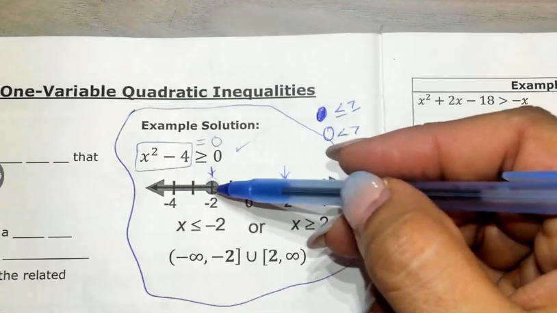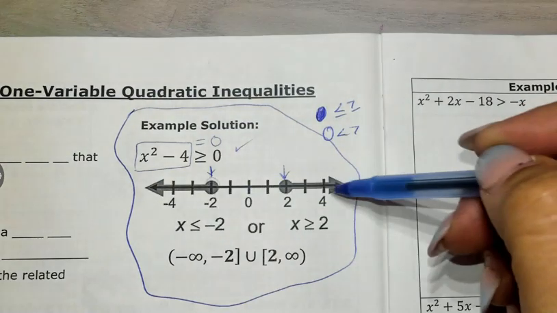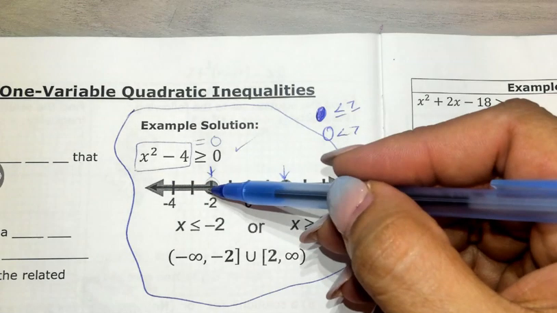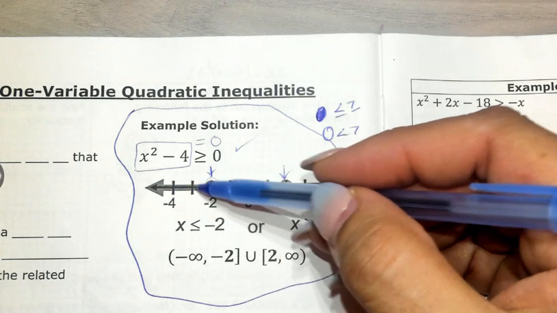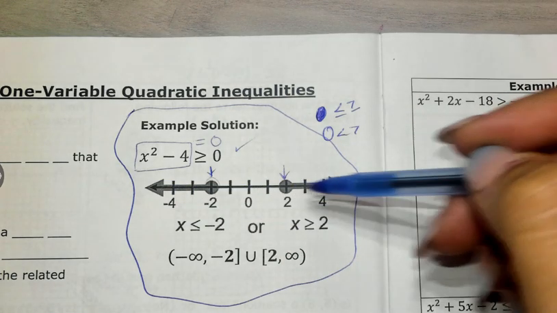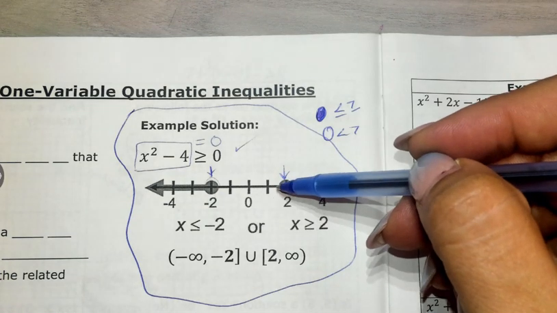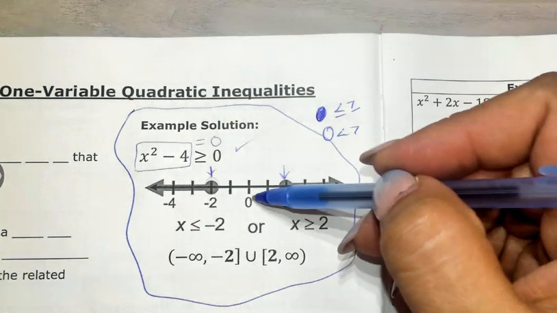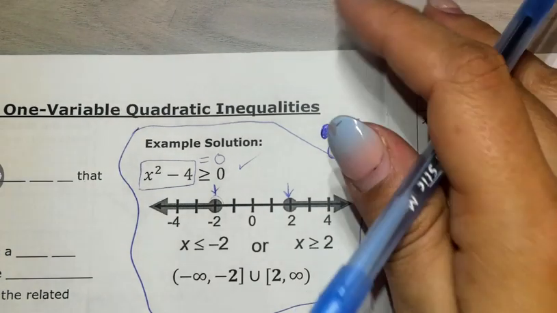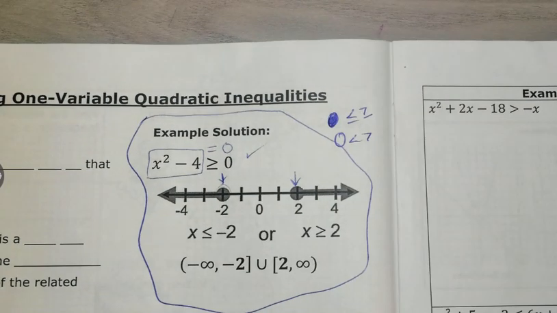When we decide where to draw arrows to, they could either go in different directions, and that just means any number less than -2 and any number greater than 2. Or we could have arrows that are going towards each other, so then that means the inside part is filled in. And we'll have an example like that right now.